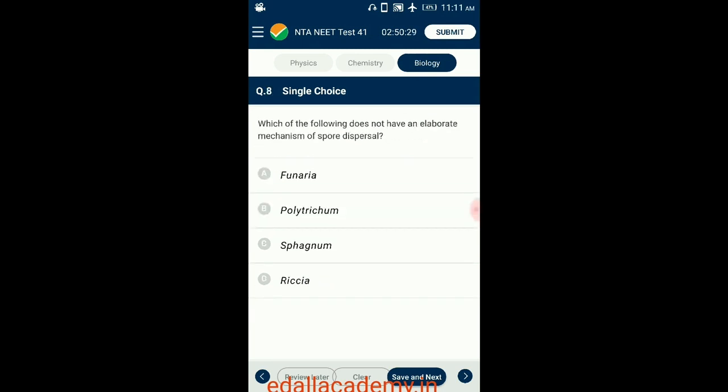Question number 8. Which of the following does not have an elaborate mechanism of spore dispersal? The sporophyte in mosses is more elaborate than that in liverworts. The capsule contains spores. Spores are formed after meiosis. The mosses have an elaborate mechanism of spore dispersal. Common examples of mosses are Funaria, Polytrichum, and Sphagnum. Riccia is a member of liverworts. So the answer for this question is Riccia, option D.